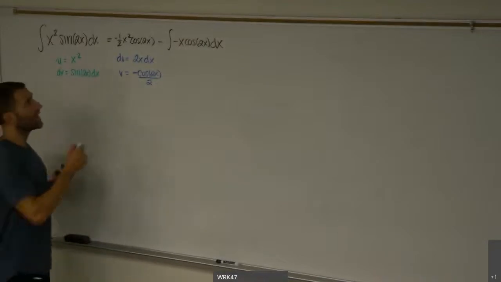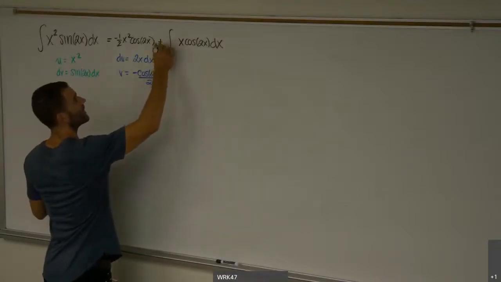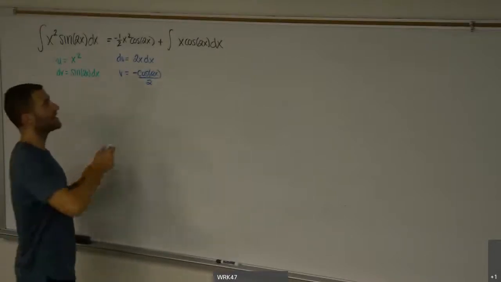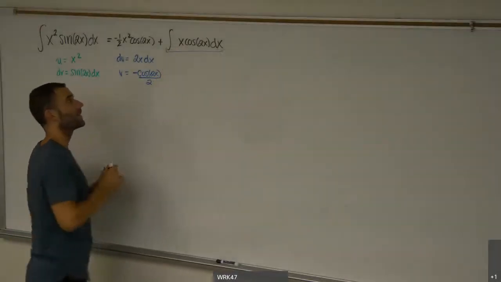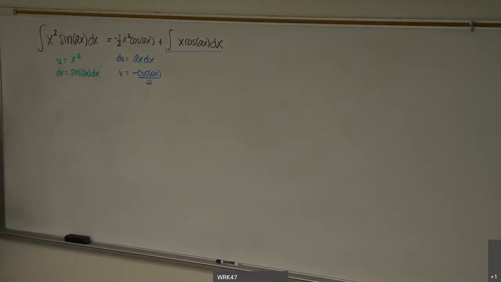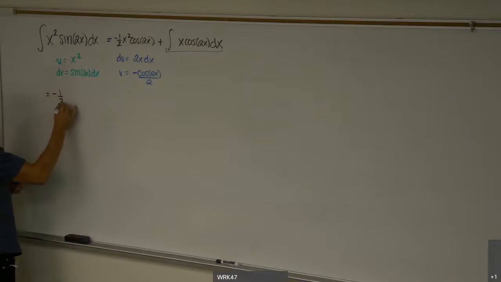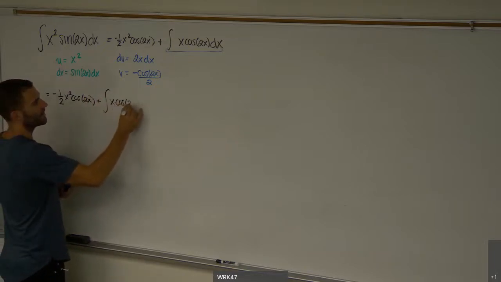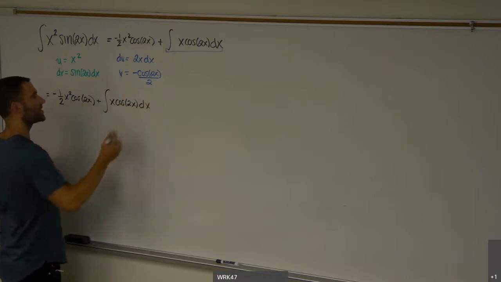Now I'll pull the negative out to make plus. And now we're at this point where we need to evaluate this definite integral. Unfortunately though, to evaluate this definite integral, we again need integration by parts. Why? Because we still have a product. The product's not gone, and I still can't use u substitution. So we need to do integration by parts again.